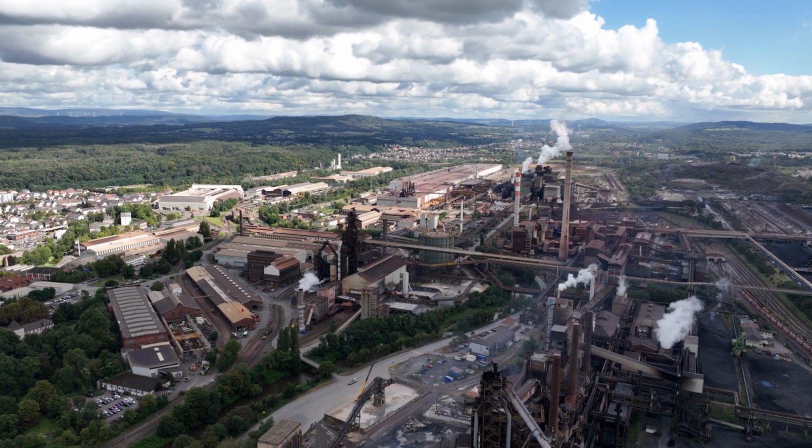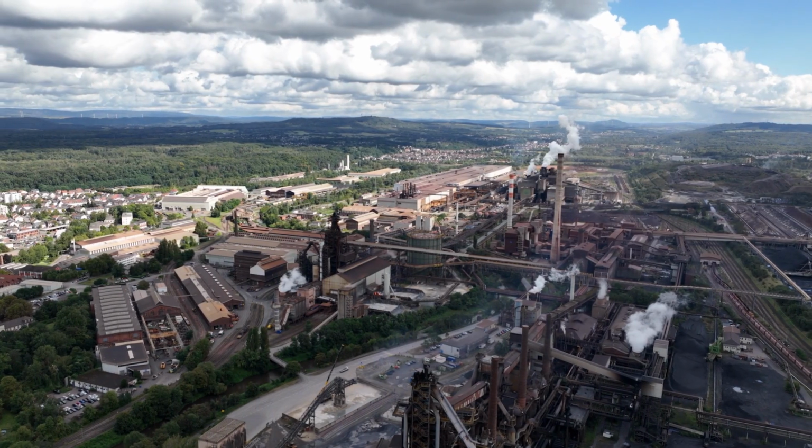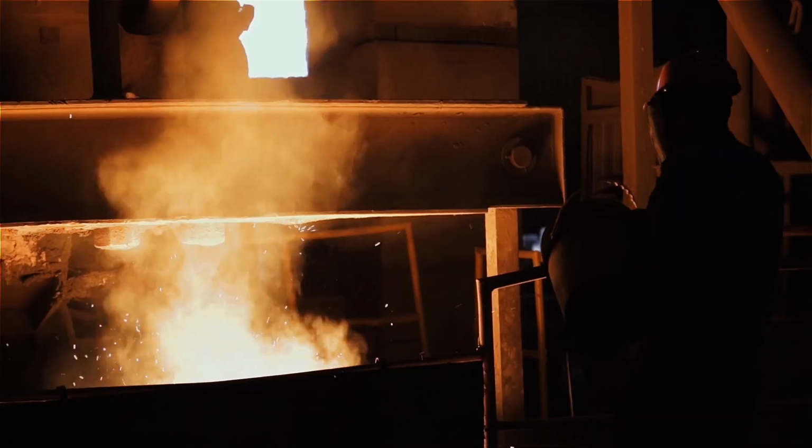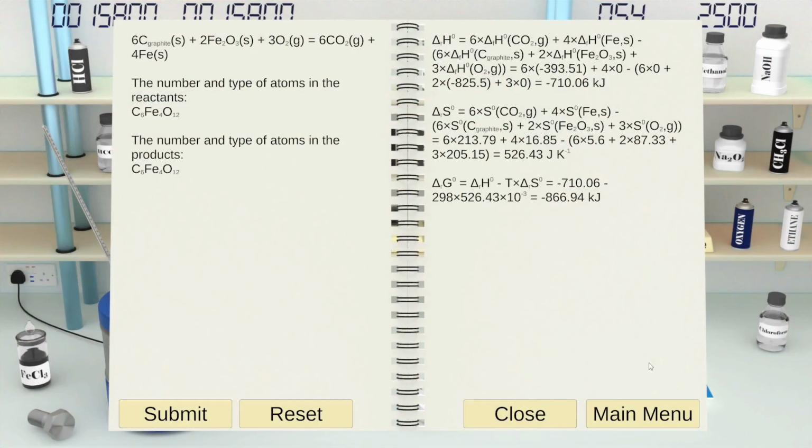In industry, most iron is produced in blast furnaces. Iron ore is mixed with coal. In the presence of oxygen, the reduction of iron(III) oxide takes place. This process may be described by a simplified reaction equation. This is an exothermic reaction with the delta H value of minus 710 kilojoules. Delta S value is plus 526 joules per Kelvin.